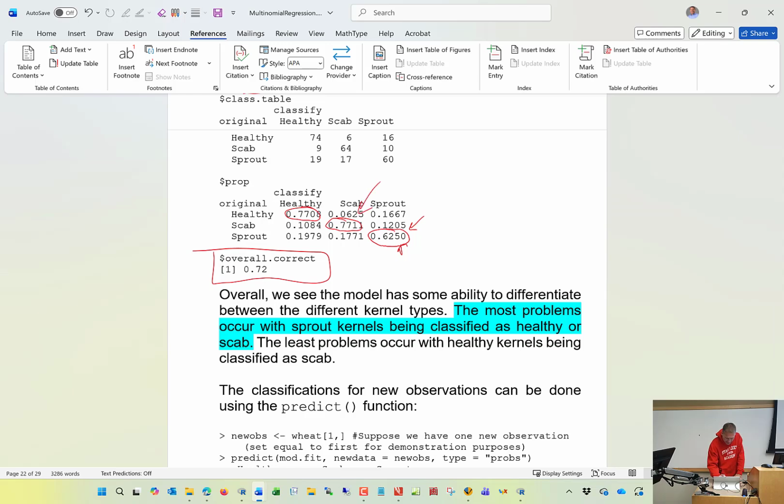Take a look then at healthy and scab. Notice only 6% are misclassified.